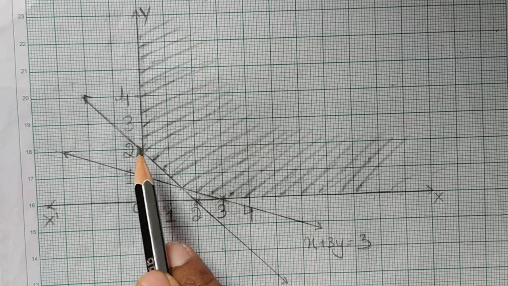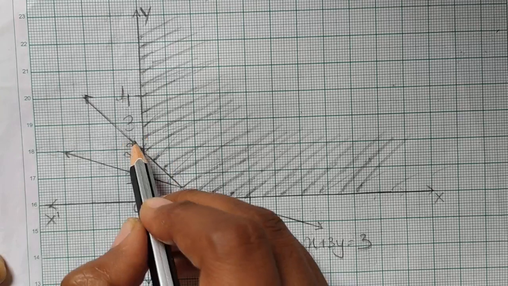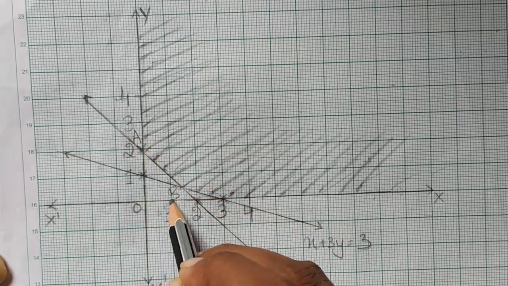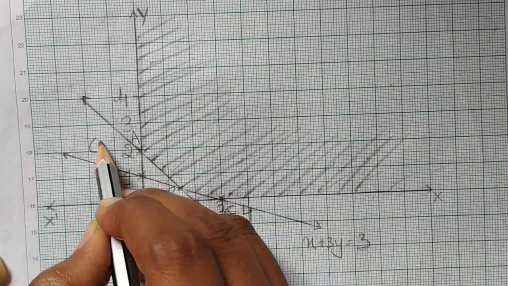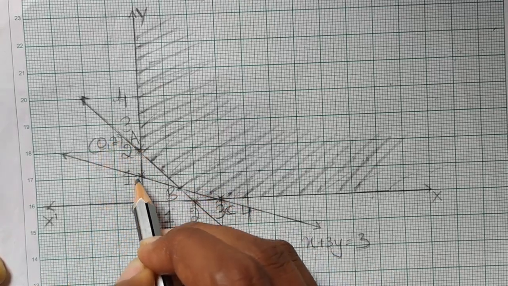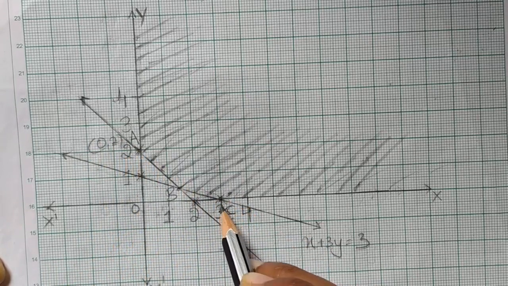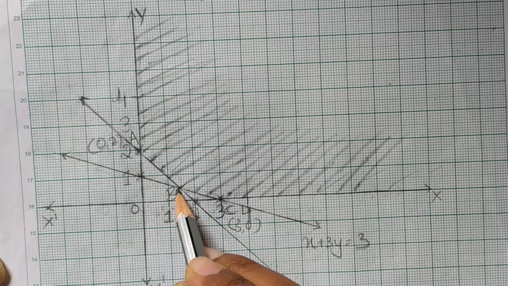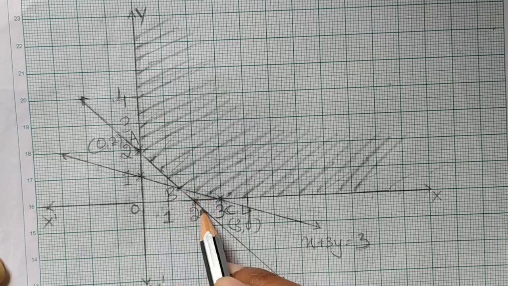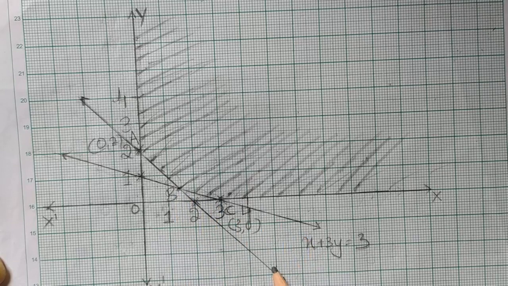And these are the corner points of this feasible region. I'll mark the points as A, B and C. The coordinates of the point A are (0, 2). The coordinates of the point C are (3, 0). B is the point of intersection of these two lines. So, the coordinates of B can be determined by solving the equations of these two lines.